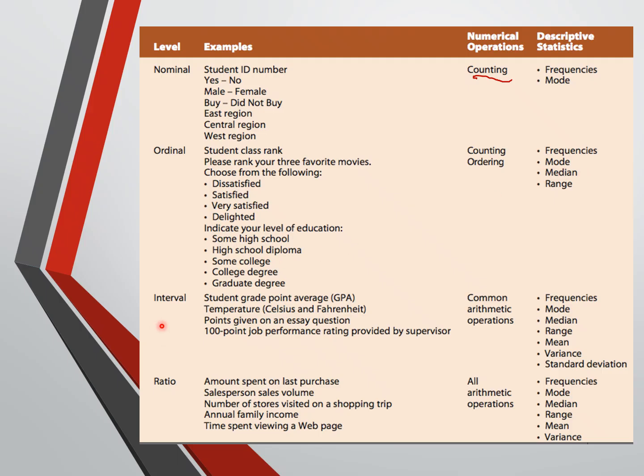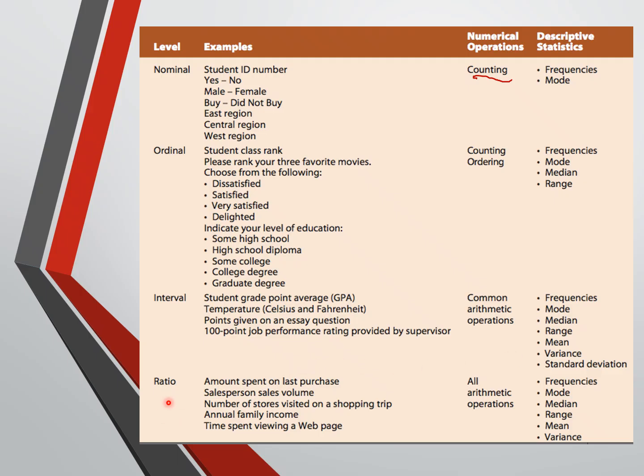When we come down to the interval scale, where we are doing the common arithmetical operations, a rating point is going to be given in a very proper way, so we can do the correct mathematical calculation. In addition to the above, we are going to take the mean, variance, and standard deviation. As you know, the variance is the square of the standard deviation.